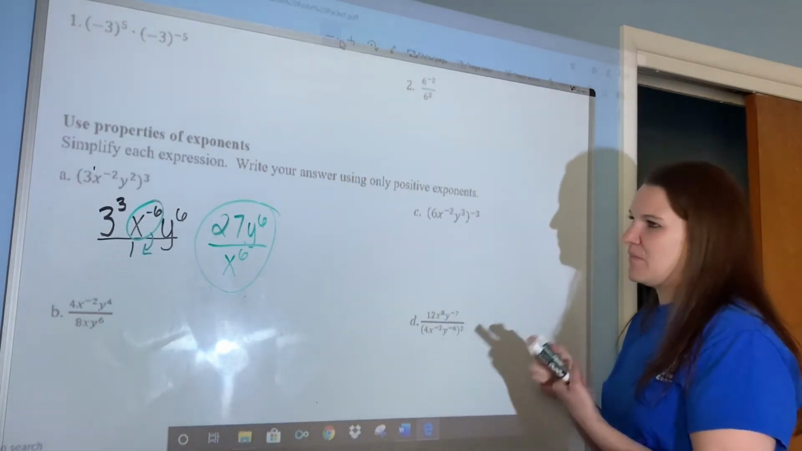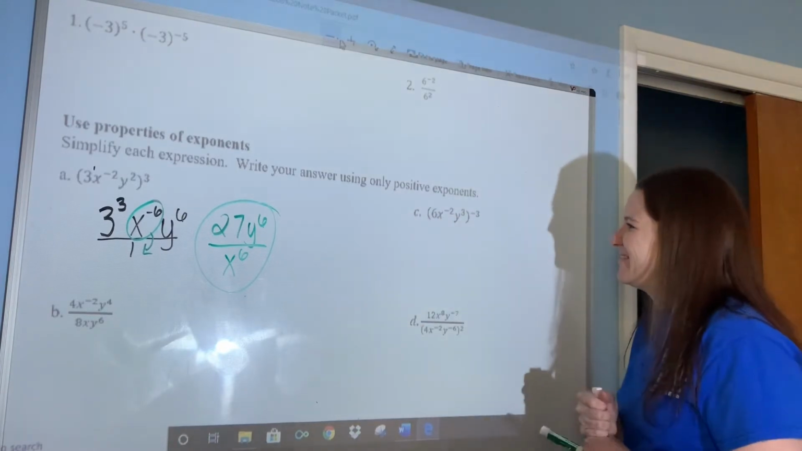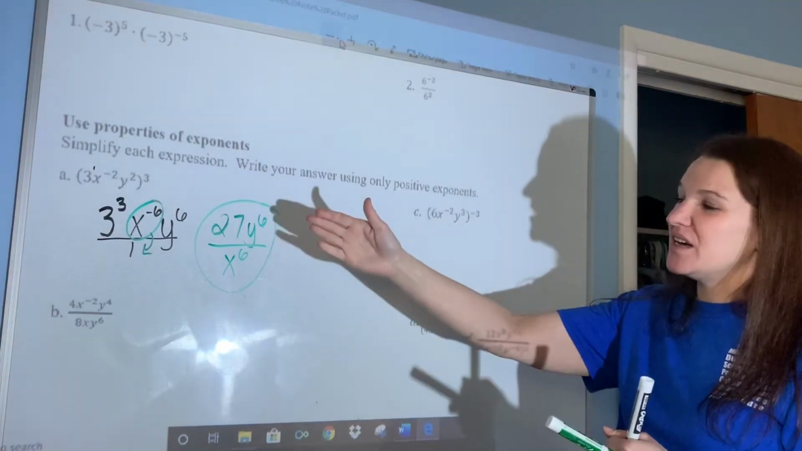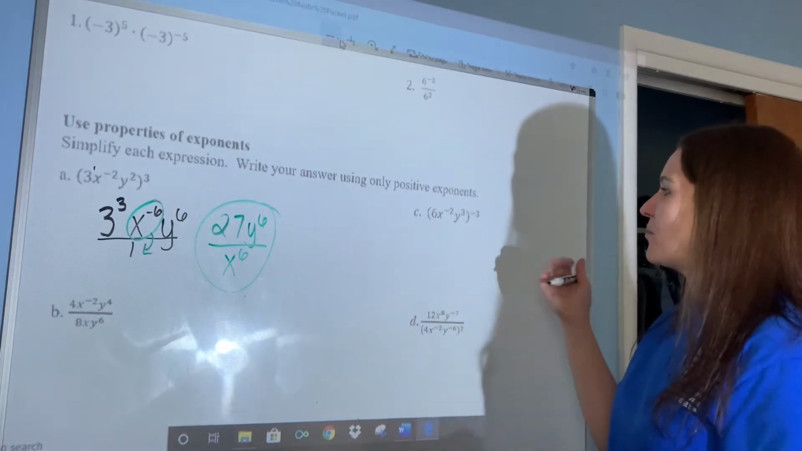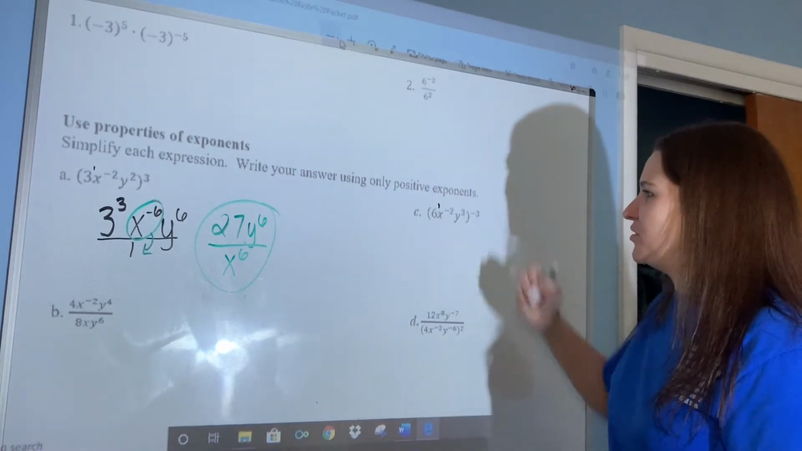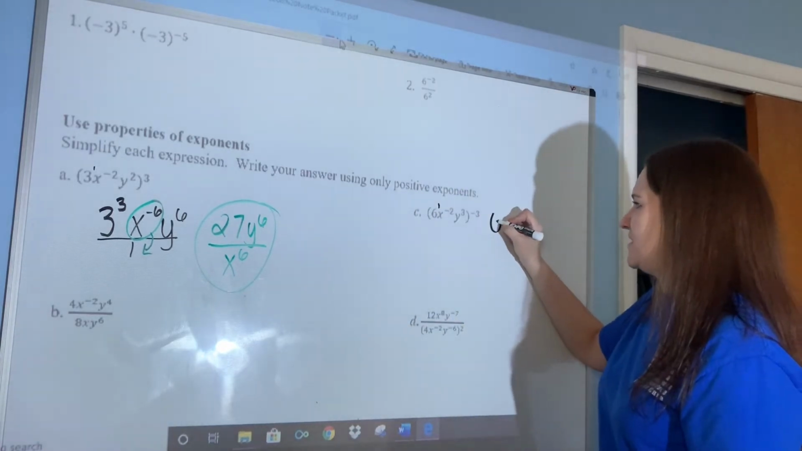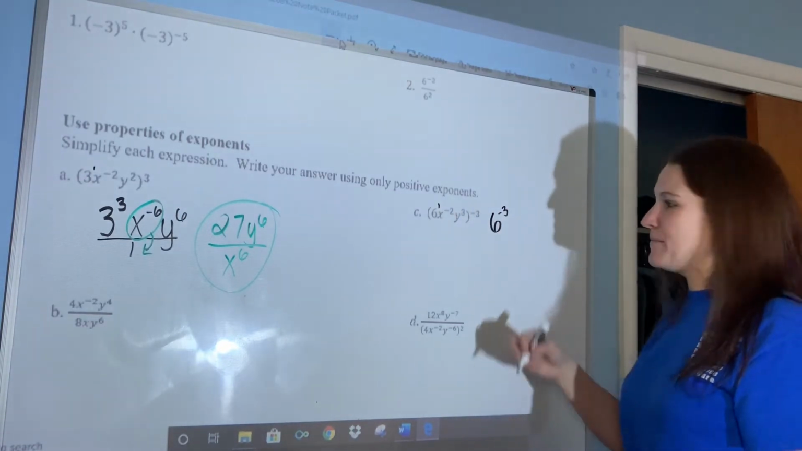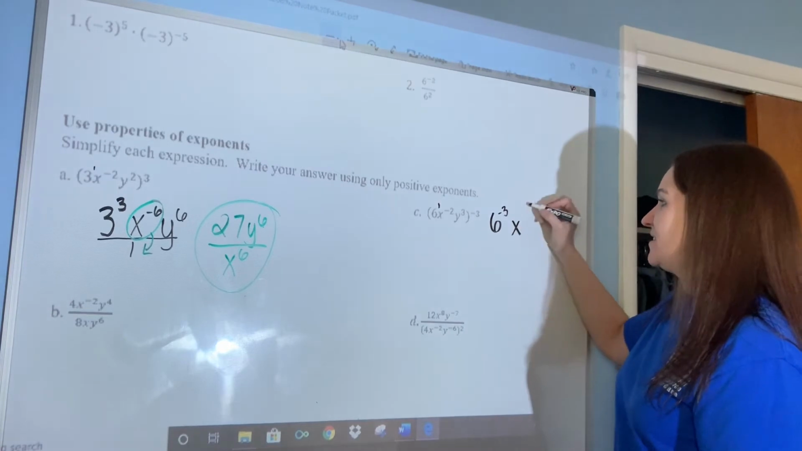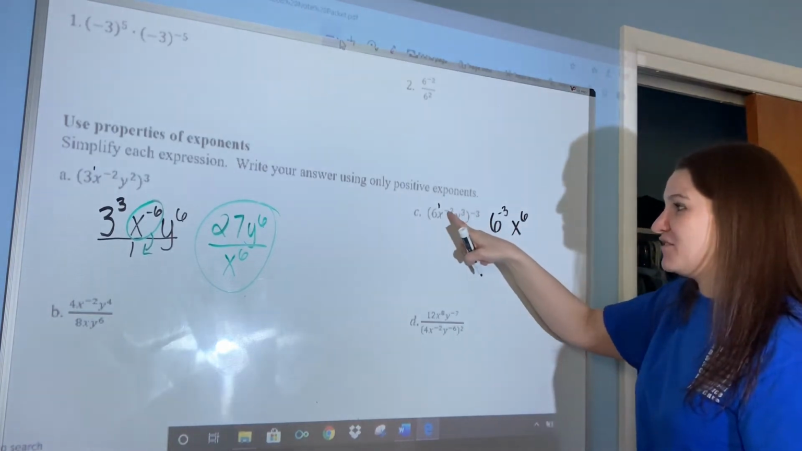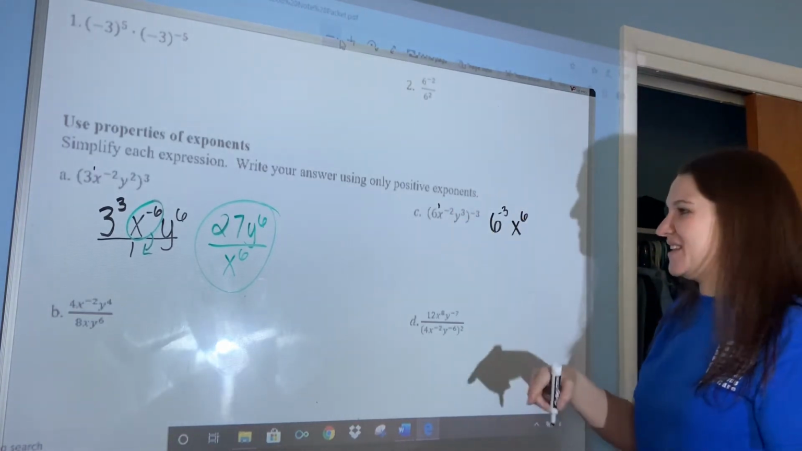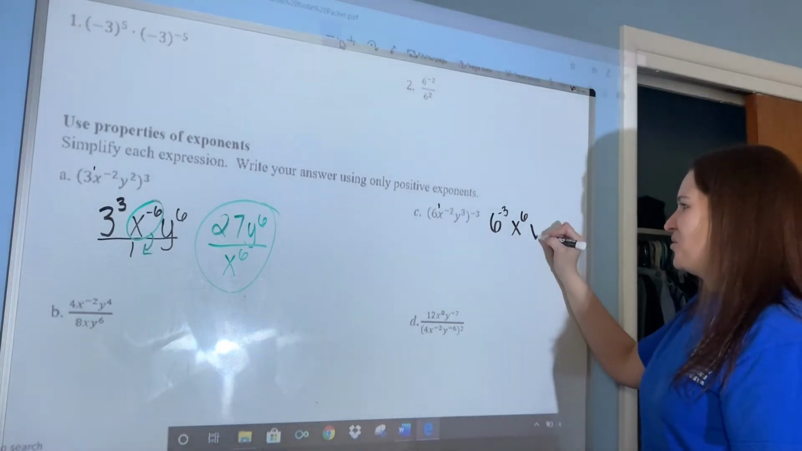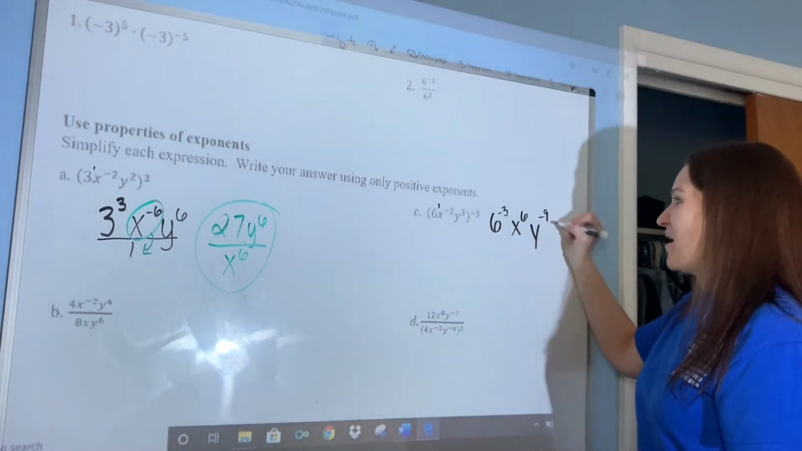Letter C. I'm going to move across this way. Same thing, similar situation here. We want to remember that there are 3 bases. So I'm going to put a little 1 there. And so we'll have 6 to the power of negative 3, because power to a power we multiply. X to the 6th power, because negative 2 times negative 3 gives me a positive 6. And then y to the negative 9th power here.